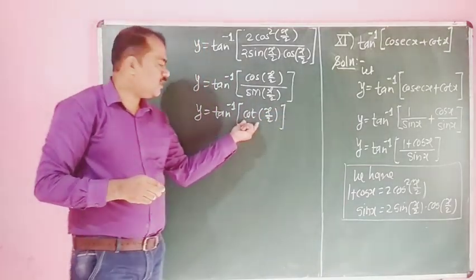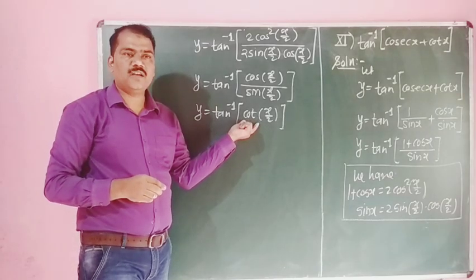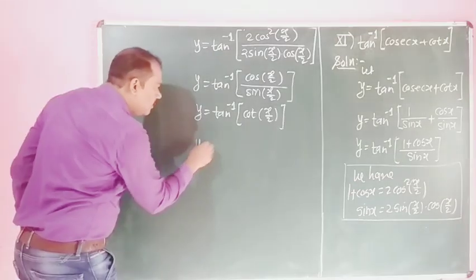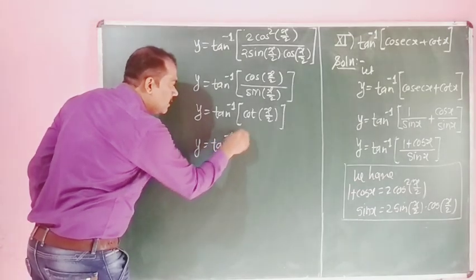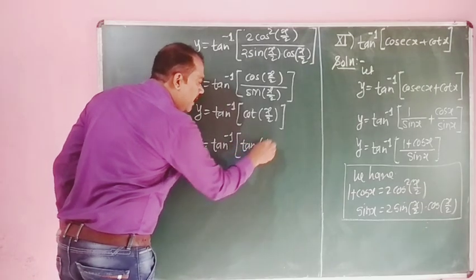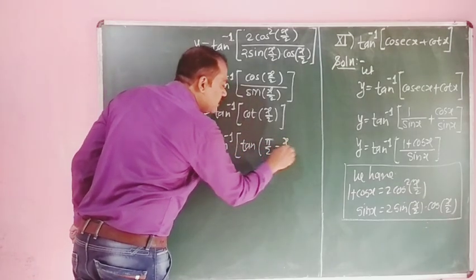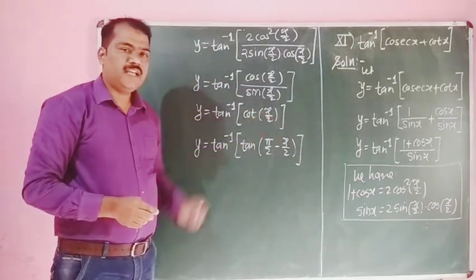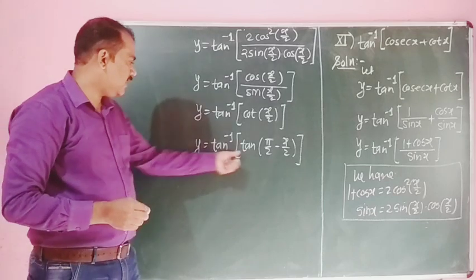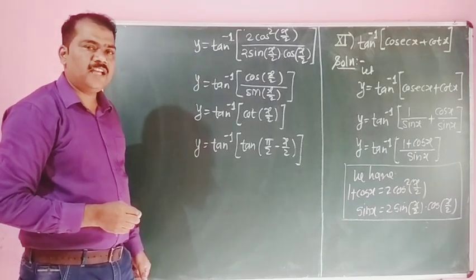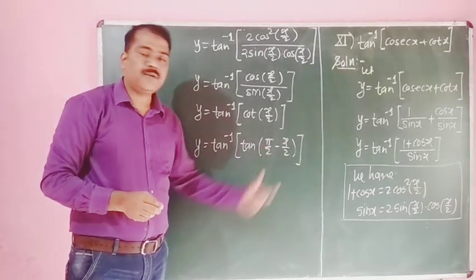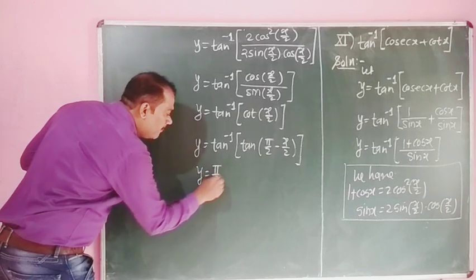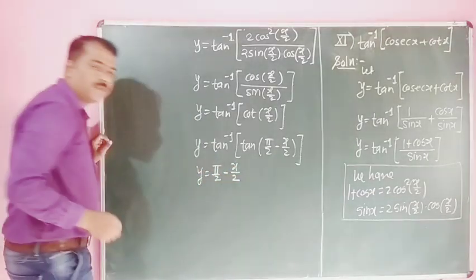Here tan inverse is there, so we require tan, so we have to convert the cot into tan by using the allied angles formula. So y is equal to tan inverse of tan of pi by 2 minus x by 2. That is, by using the formula tan(90 minus theta) is nothing but cot theta, where instead of theta we take x by 2. Tan inverse of tan x is nothing but x, where x is pi by 2 minus x by 2. So we get y is equal to pi by 2 minus x by 2.